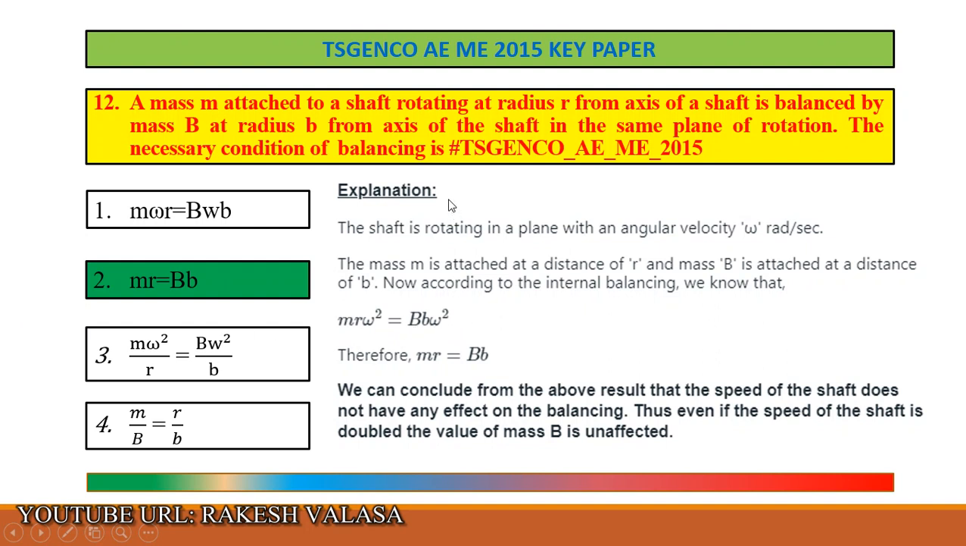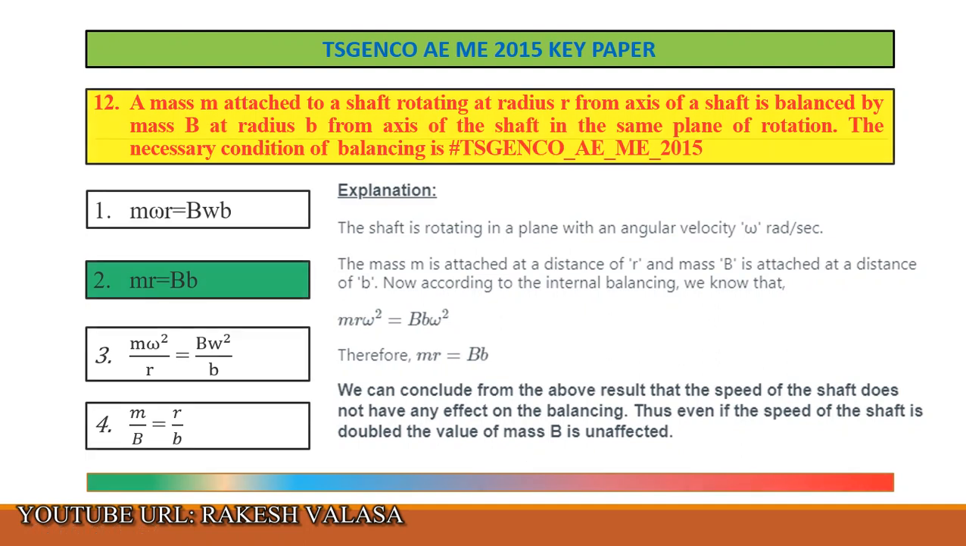So here angular velocity is not given. If we assume angular velocity is different, the following answer is wrong. So let us assume the angular velocity is constant for both masses. So omega square gets cancelled. Therefore, M r equal to capital B into small b is the correct answer. We can conclude from the above result that the speed of the shaft does not have any effect on the balancing. Thus, even if the speed of the shaft is doubled, the value of mass B is unaffected.